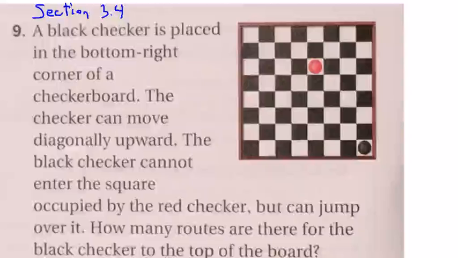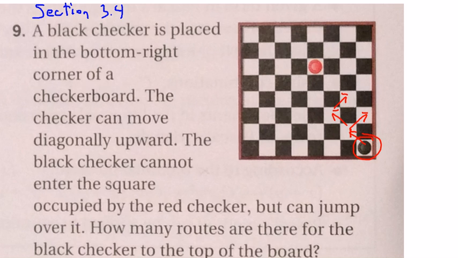Okay, ladies and gentlemen, we're going to look at question 9 from section 3.4. It says that a black checker is placed on the bottom right corner of a checkerboard, just like they show in the picture, and the checker can move diagonally upward, which basically means as it moves upward, it can go left or right from one white square to the next. So it can do this, or this, or this, or this, that sort of thing.